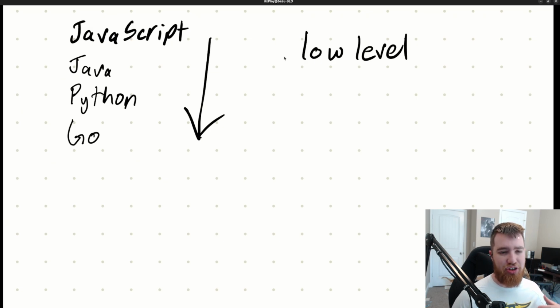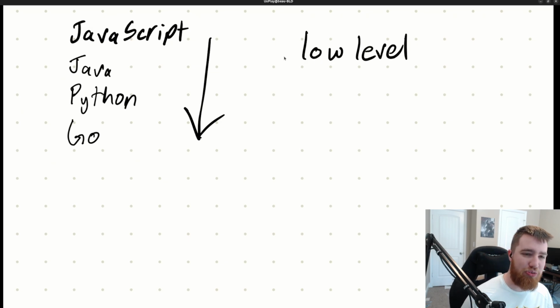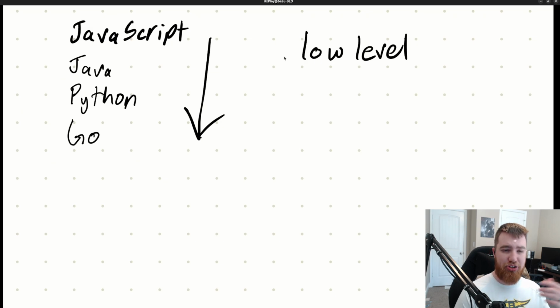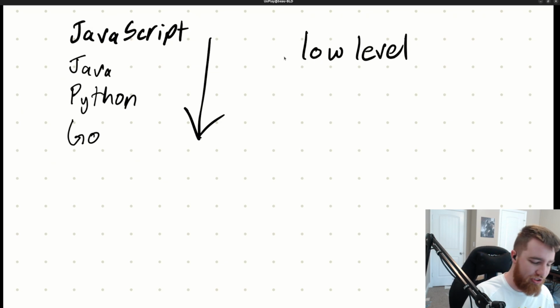However, I just didn't want to set the bar that high, right? I wanted something that could keep my attention, that I could get going with pretty quickly, and really still be able to grasp these lower level concepts. So what did that leave me? That left me with a few options, right?